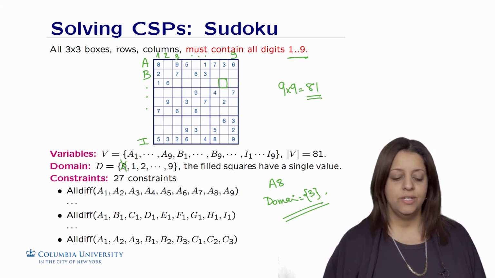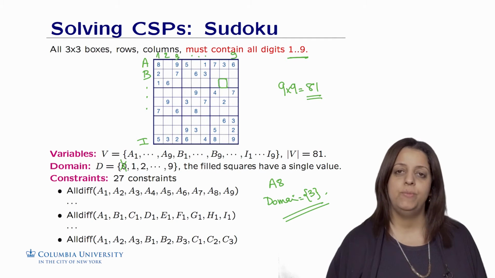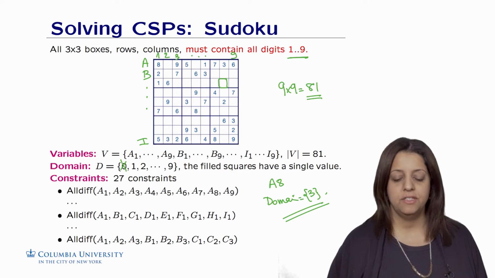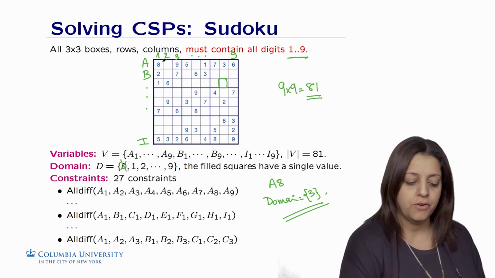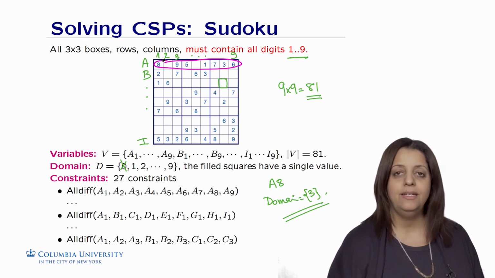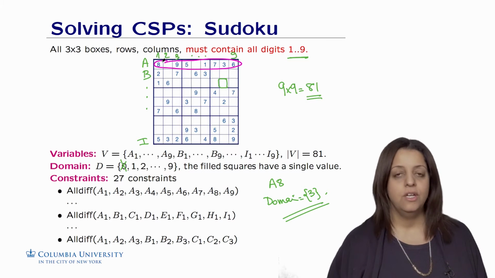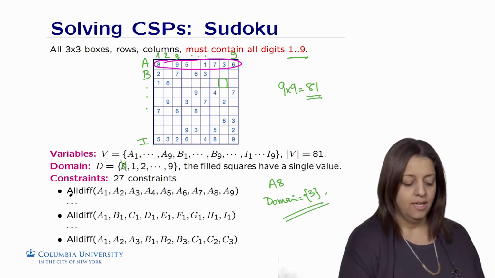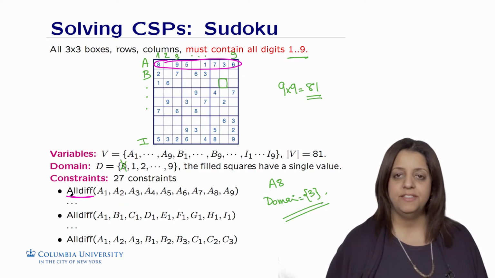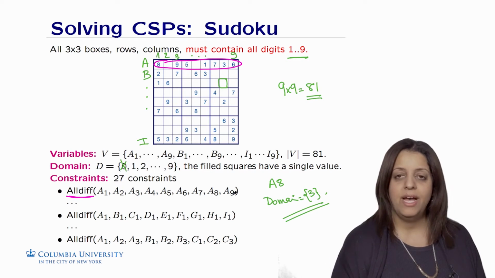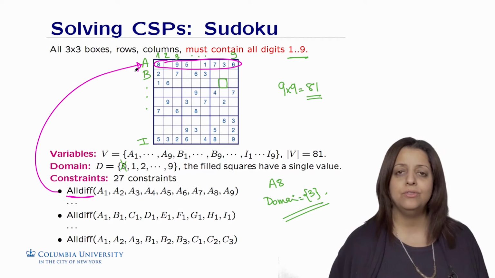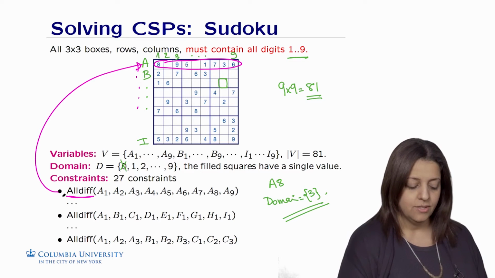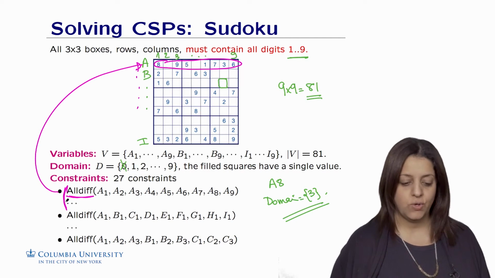So how about the constraints? We're going to express the constraint that says that all 3 by 3 boxes, rows and columns, have different values between 1 and 9. For example, first we're going to focus on the first row. The first row is A1, A2, A3 through A9, and we want all these values to be different. To express that, we're going to use an array constraint, which is all diff, that tells that A1 through A9 are different. So this constraint will be for this row here. We're going to do that for the 9 rows, so it's going to be 9 possible all diff constraints for the rows.